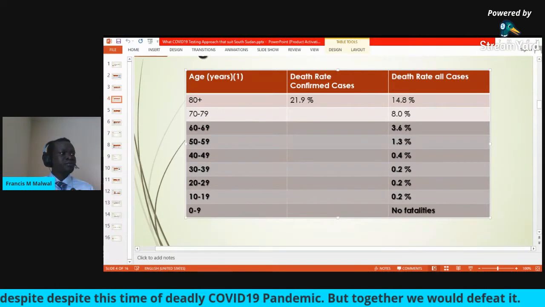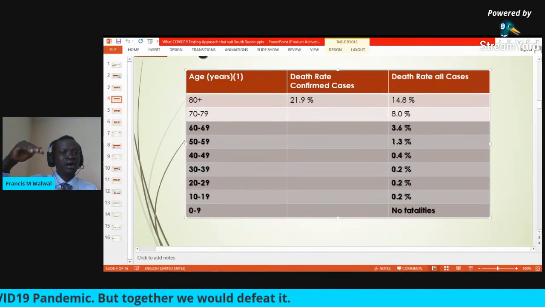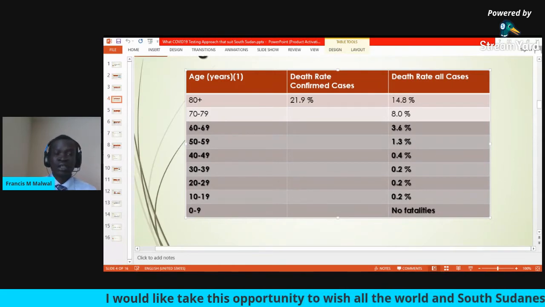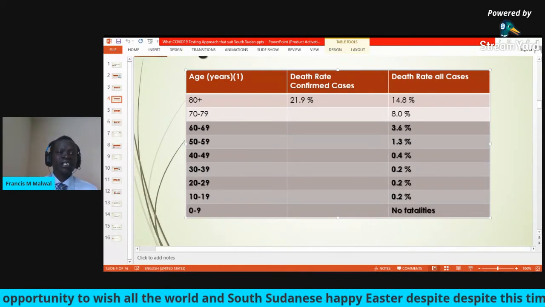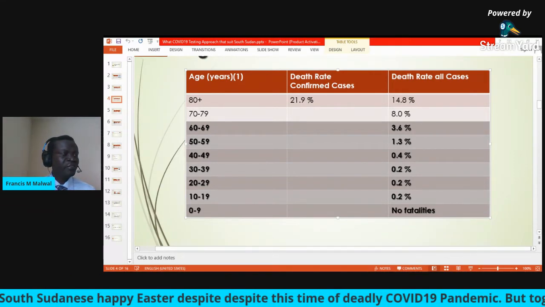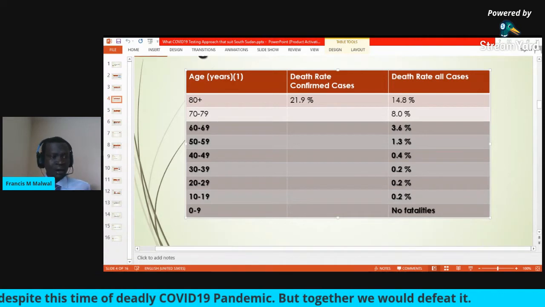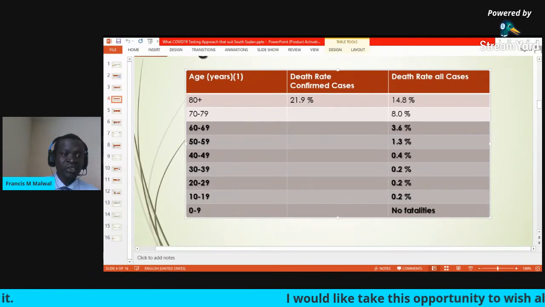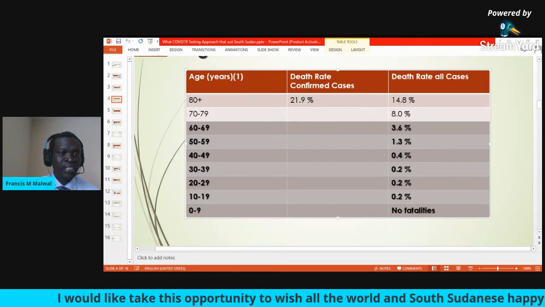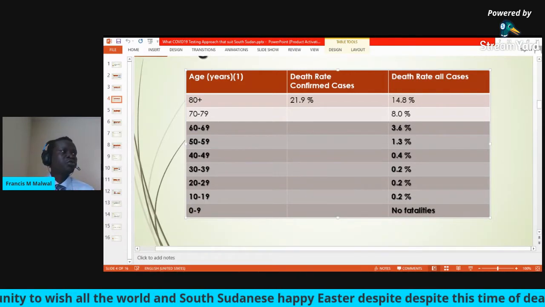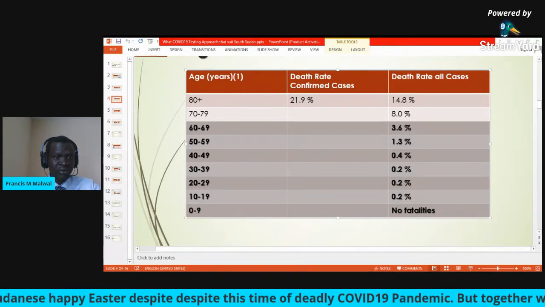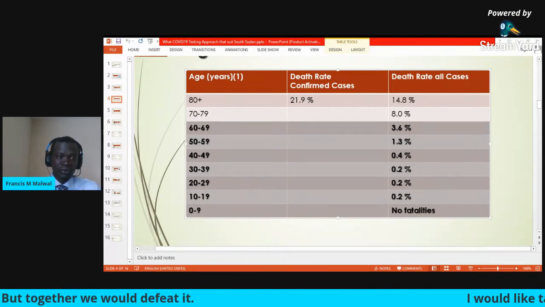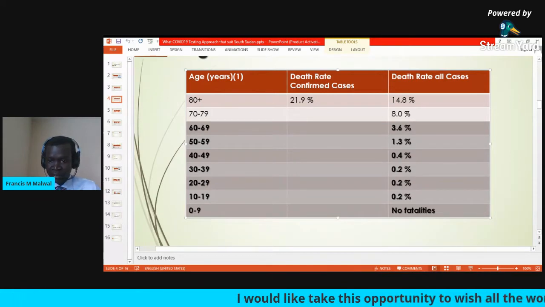So basically, you see the death rate is too high from 50 and above. And these are the people that we need to focus on so much, because what I've observed is we are just giving a blanket advice in South Sudan, and we are not emphasizing those people who are at high risk, so that they can take more precautionary measures. That is why it is very important for us to look into these numbers. So we need to protect our seniors, our elders, because they are at high risk. If they catch the virus, the possibility for them to die is likely going to be very high.